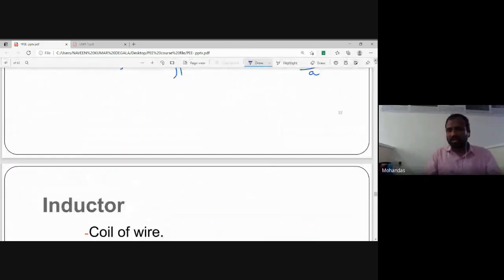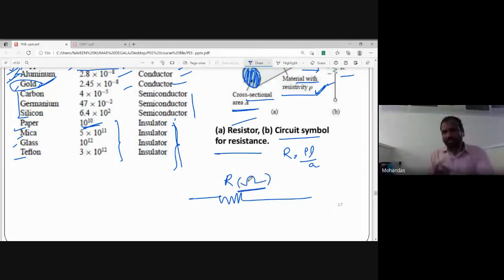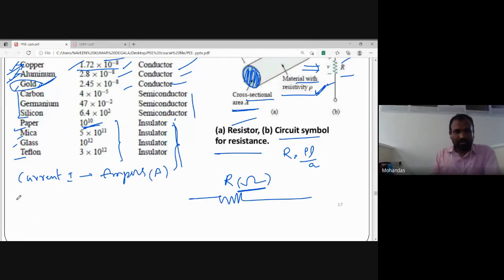So with this we finished the resistance also. This is the symbolic representation of resistance. It is measured in ohm. Okay, it is a property of material which opposes the flow of electrons. So, in concluding here, today we discussed about current, the flow of electrons, which is denoted as a current I. Units are amperes. Next, we discussed about the voltage.